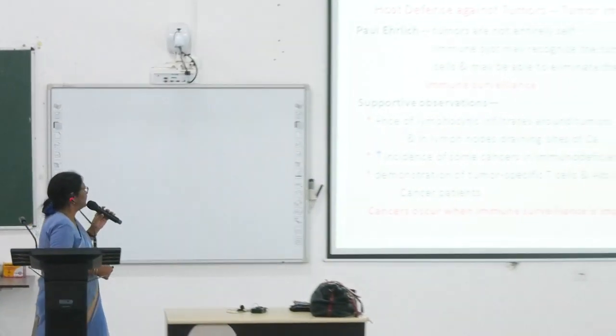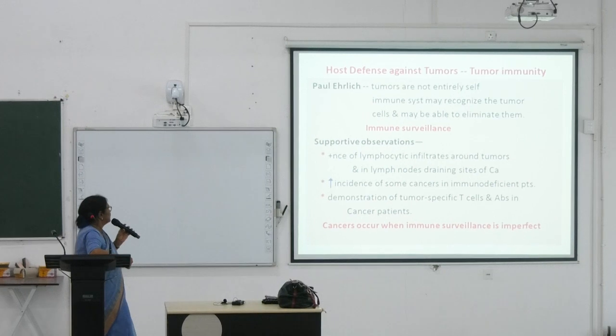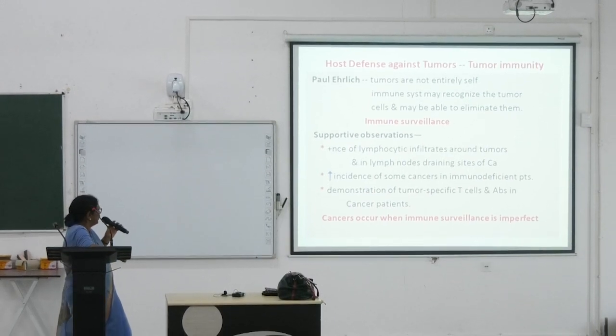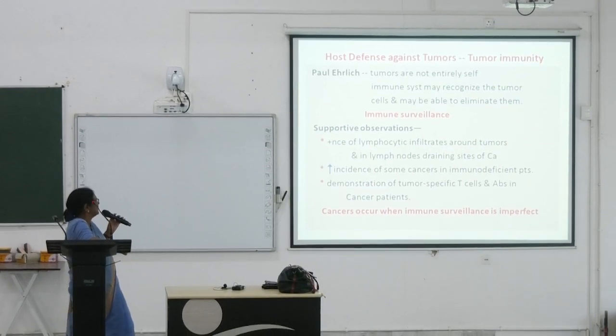So there must be some immune surveillance. But what is the supportive evidence that the immune surveillance is there? That presence of lymphocytic infiltrates around the tumors and in lymph nodes draining the sites of cancer.